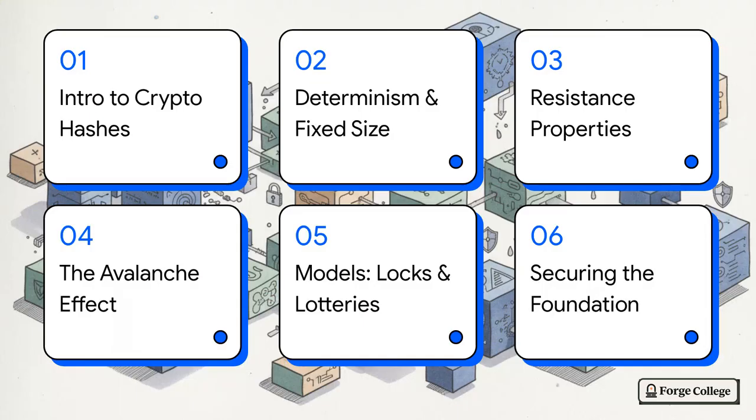Let's get into it. Okay, here's our blueprint for today's explainer. First, an introduction to cryptographic hashes. 2, determinism and fixed size. 3, the 3 resistance properties. 4, triggering the avalanche effect. 5, fingerprints, locks, and lotteries. And finally, 6, securing the blockchain foundation. We're building this right on top of the concepts you scoped out in our previous capstone proposal lesson.